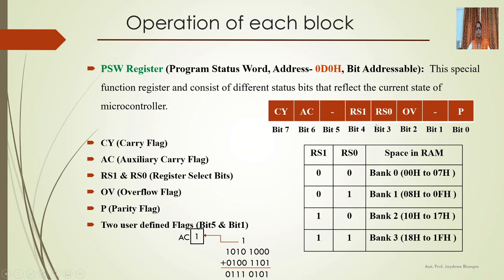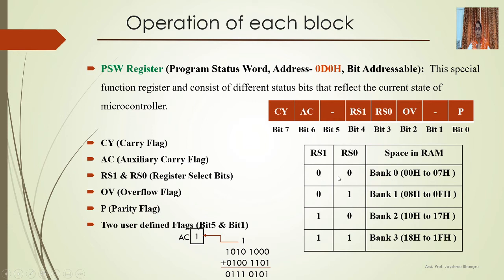Then bit 4 and bit 3, RS1 and RS0. These are two register select bits. Actually, 8051 has an internal RAM that is divided into different sections, out of which the memory 00H to 7FH is divided into different register banks: bank 0, bank 1, bank 2 and bank 3. And these bits are used to select the particular bank out of 4 banks. So here we can see that the configuration of bits selects the particular bank.